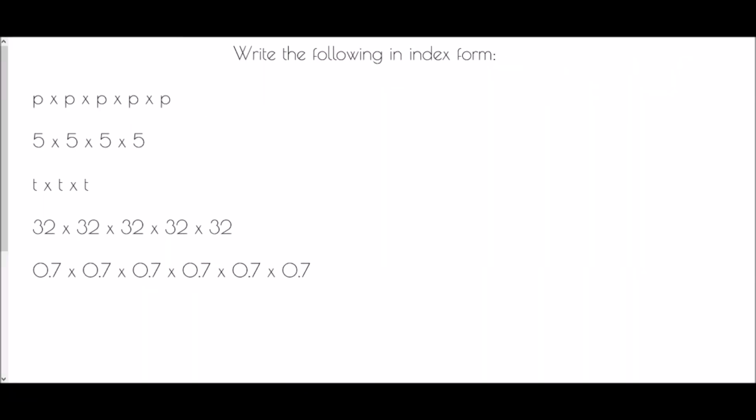Okay, so we're going to begin by looking at writing the following in index form. Now all that means, the word index just means to use powers. And so to work out what index form is, we just need to see how many of the same item we are multiplying together. So p times p times p times p times p. Well, there we have 5 of them, and therefore we have p to the power of 5.